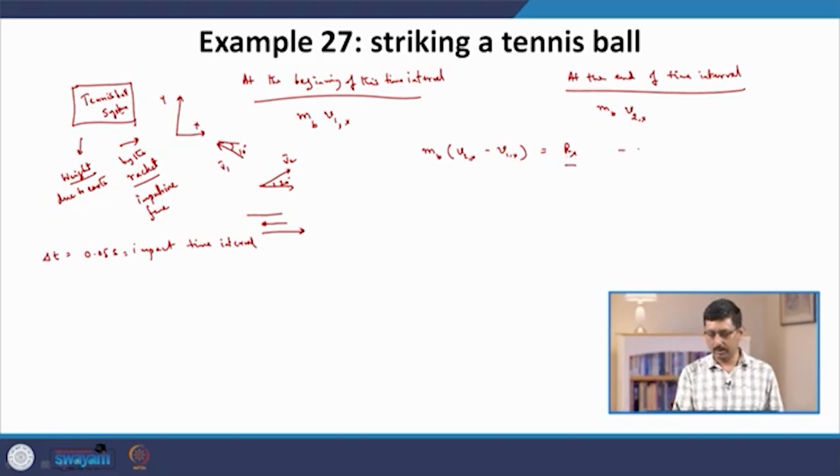So, this equation, let us call it equation 1, will give us the x component of the force R. Similarly, for the y direction, if we look at the y component of the velocity, the ball was rising. So, the y component of the velocity is in the positive direction. After the collision, the ball is still rising.